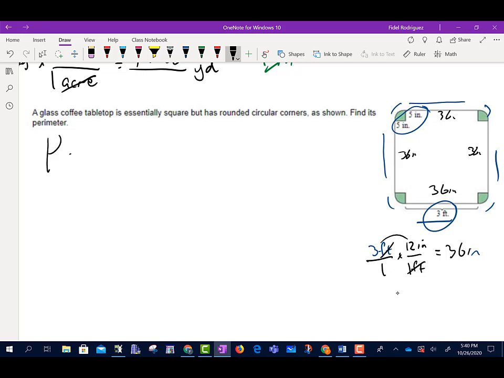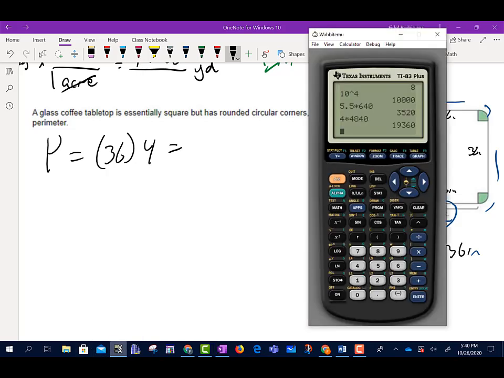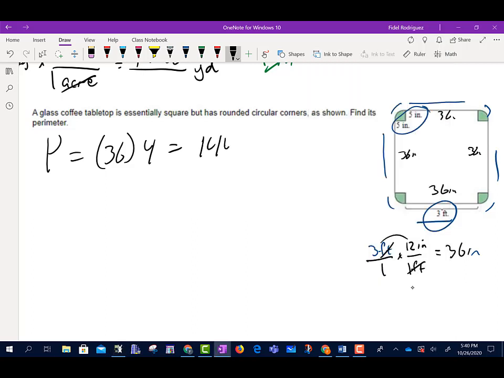Okay, so to find the perimeter, we're going to take 36 and we're going to multiply it by 4. So what's 36 times 4? 36 times 4 is 144 inches.